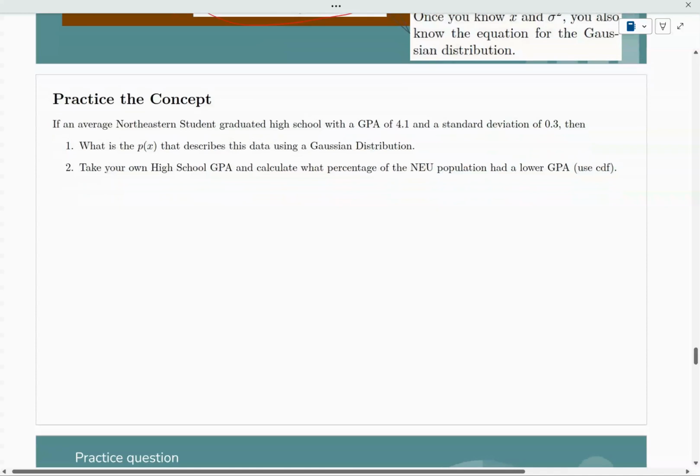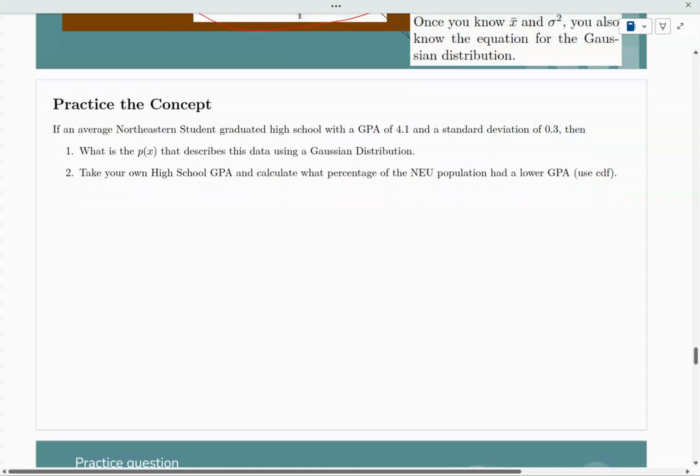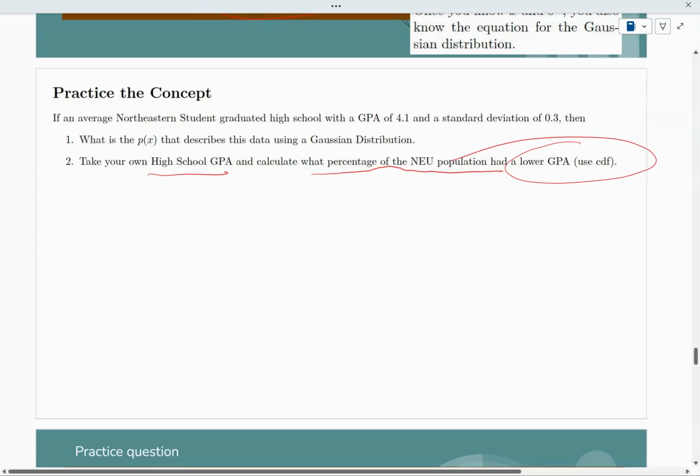All right, let's practice this concept. If on average, a Northeastern student graduated high school with a GPA of 4.1 and the standard deviation is 0.3, then what is the P of X that describes this data using a Gaussian distribution? Next, you can take your own high school GPA and calculate what percentage of the NU population had a lower GPA than you. Okay, pause the video. This is the next exercise.